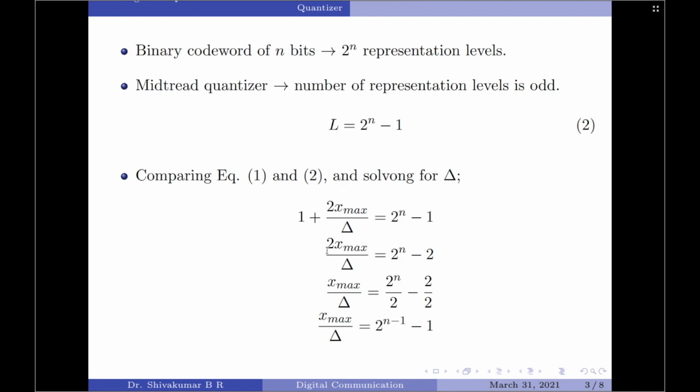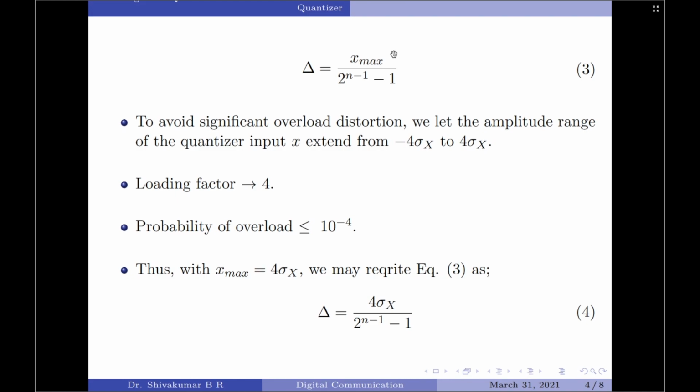Let me now take this 2 to the denominator of the RHS. So it will be Xmax by delta equals 2 power n by 2 minus 2 by 2. Now I can write 2 power n by 2 as 2 power n minus 1, and minus 2 by 2 anyhow is 1. Now I am going to rearrange this equation for delta to get Xmax divided by 2 power n minus 1 minus 1.